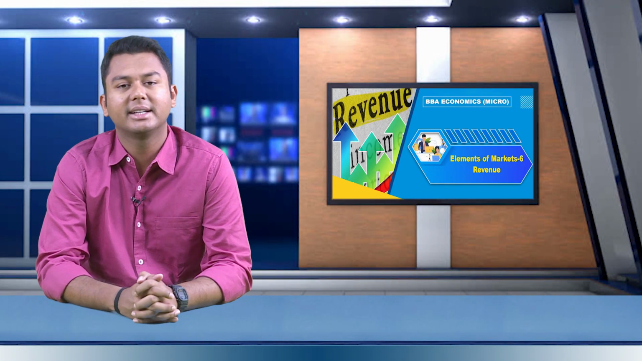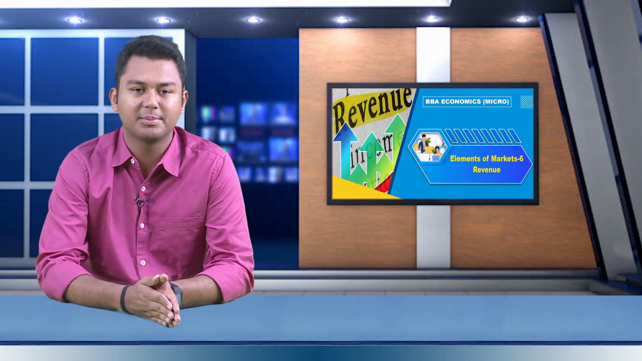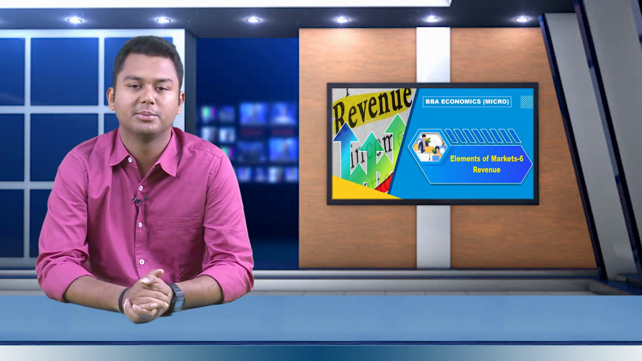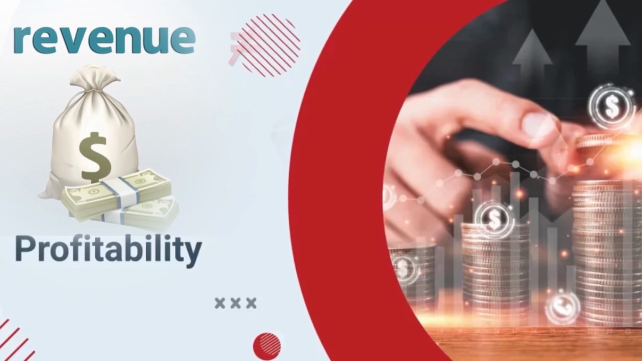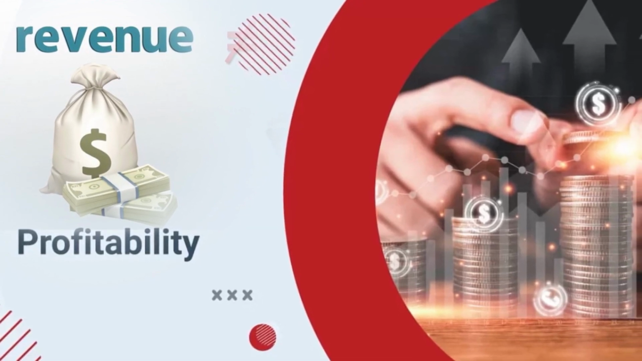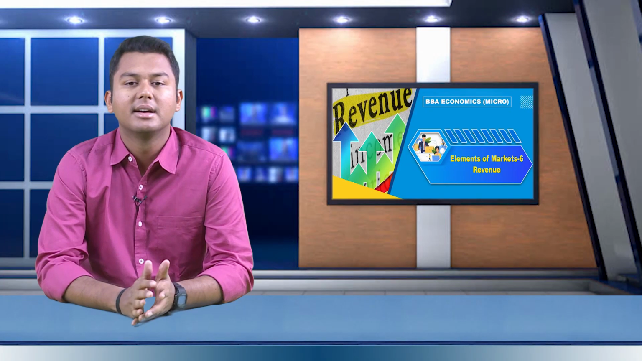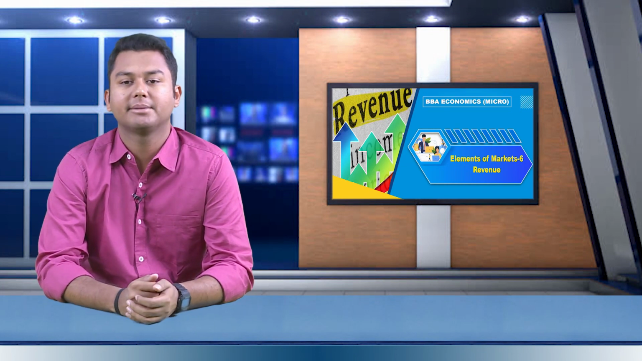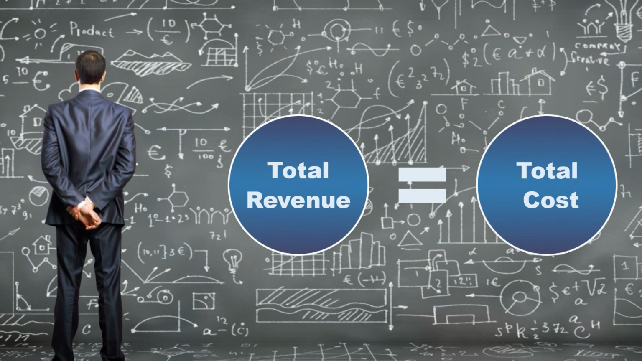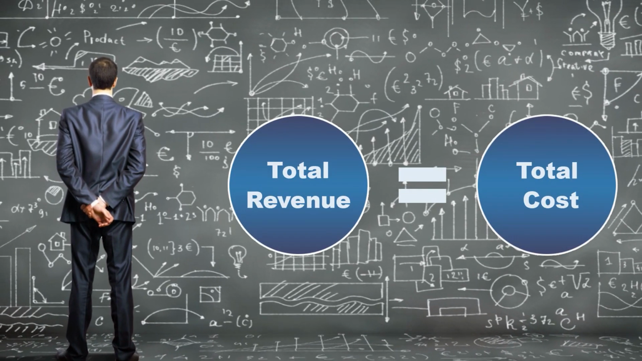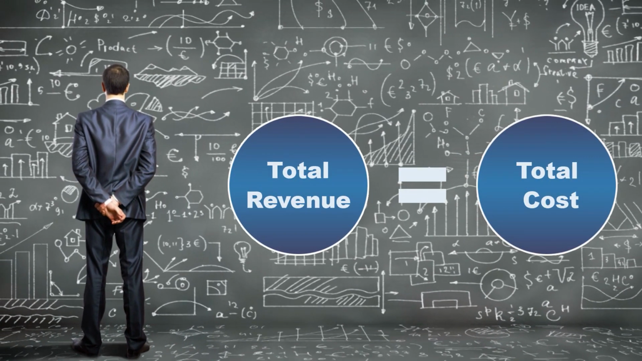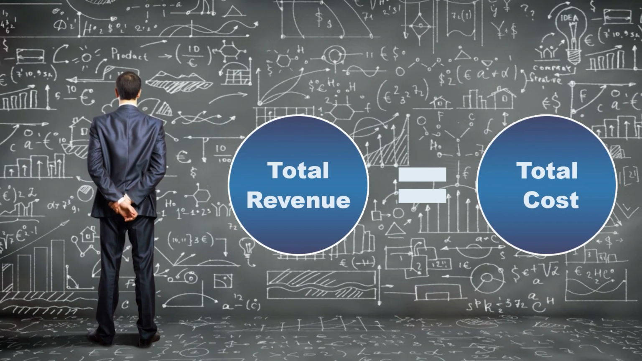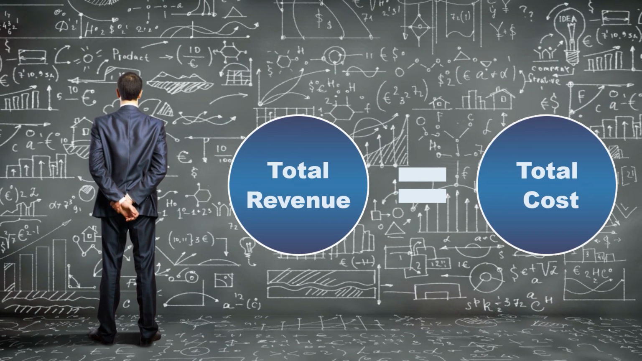Third is profitability analysis. Profit is calculated by subtracting total expenses from the total revenue. Monitoring revenue is crucial for understanding the business's profitability. Revenue is a key component in determining the break-even point, where total revenue equals total cost. This analysis helps businesses understand how much they need to sell to cover their costs and start generating profit.